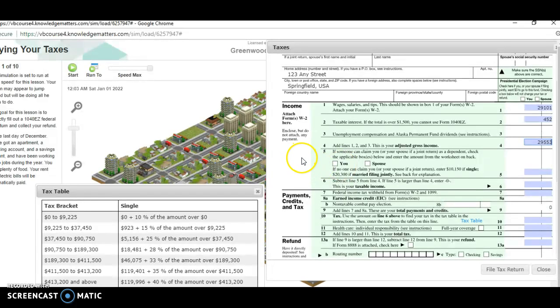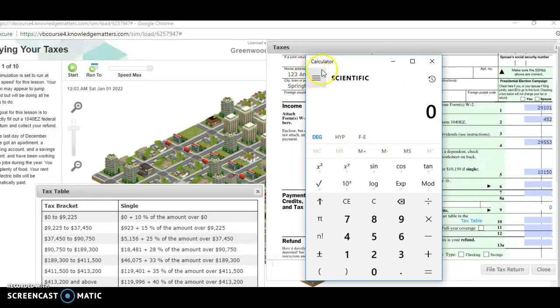Number 5 states if someone can claim you or your spouse if a joint return is a dependent, check the applicable boxes below and enter the amount from the worksheet on the back. If no one can claim you or your spouse if a joint return, enter $10,150. And again, just for our class, we're always going to file as single. So $10,150 would go here.